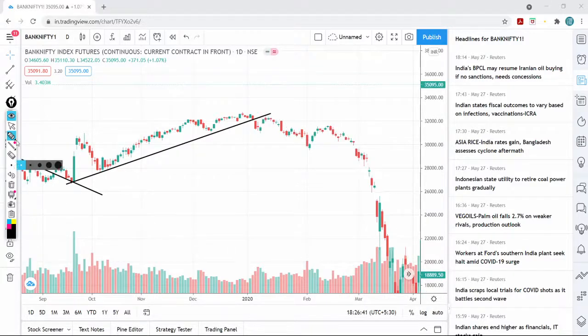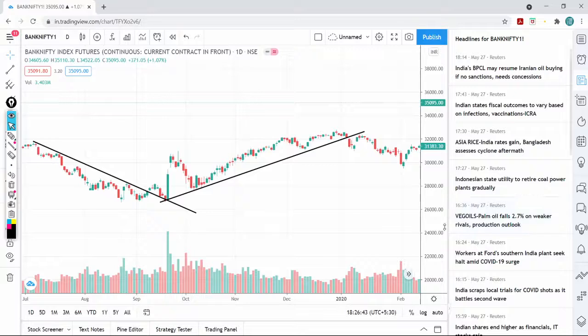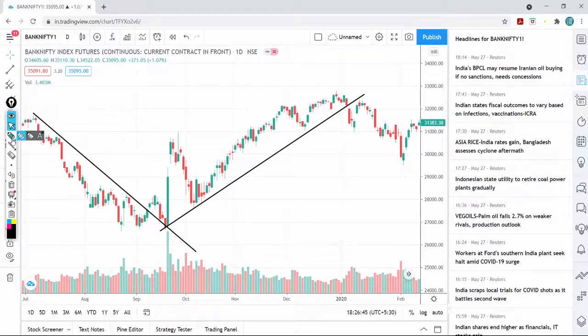So this is how a trend line helps us to identify the trend. You can use it in different time frames. I have chosen an example on a daily time frame, but you can also use trend lines in 30 minutes, hourly, weekly and monthly time frames. You can use different time frames based on your trading style.